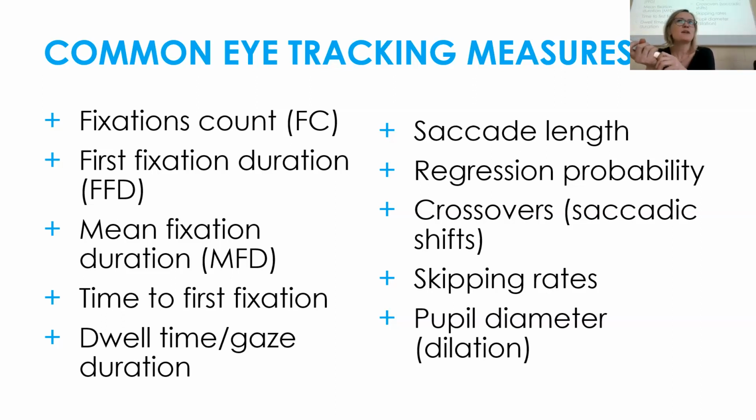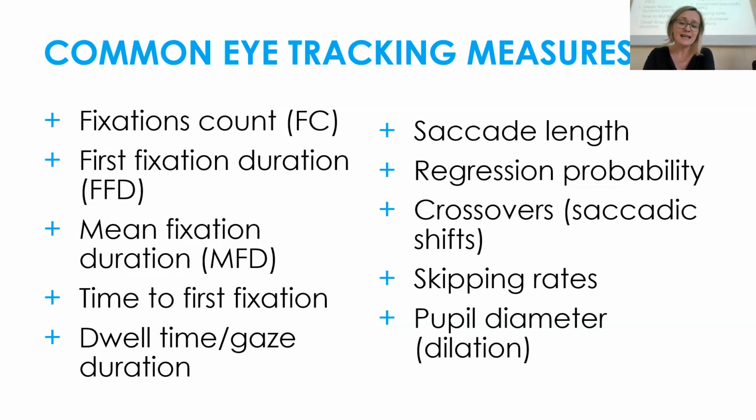Crossover is a term that we use in subtitling to denote the jumps between what we call the image area and the subtitle area. So whenever some areas of interest cross and you're measuring the saccades that cross between these areas of interest, these would be either saccadic shifts or crossovers. They're different terms as well.